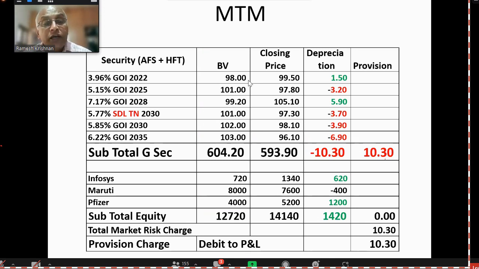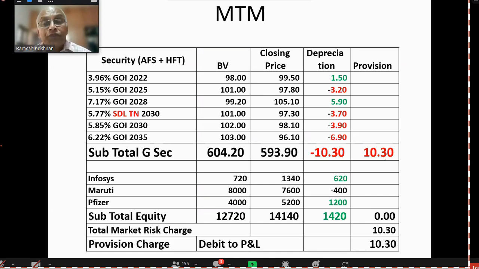So you are holding in your books 3.96 2022 at 98 rupees, 5.15 2025 at 101 rupees, 7.17 2028 at 99.20, 5.77 state development loan Tamil Nadu 2030 at 101, 5.85 GOI 2030 at 102, and 6.22 GOI 2035 at 103. So these are your book values. Your total portfolio is 604.20 crores.